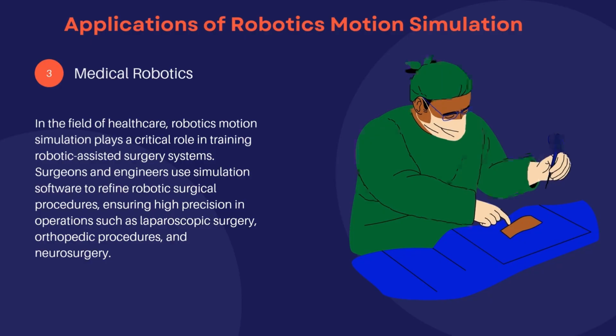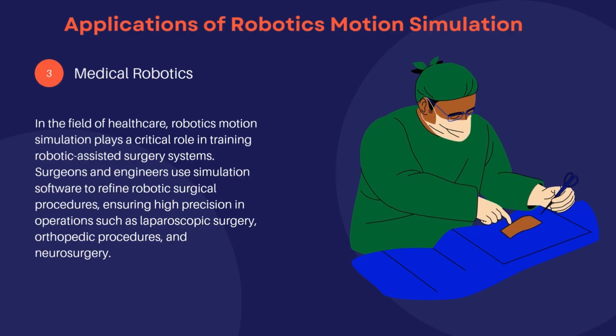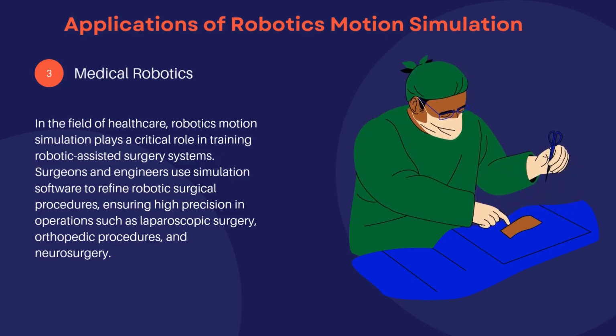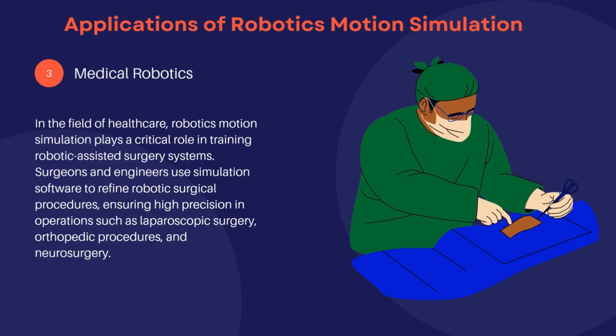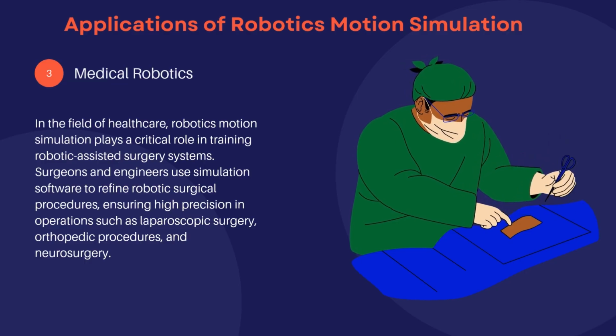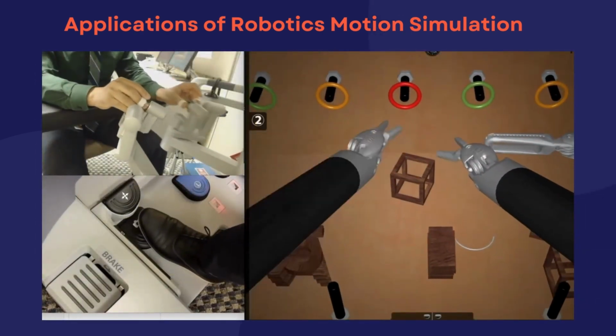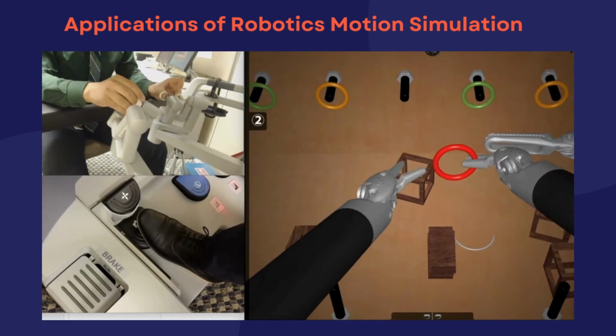In the field of healthcare, robotics motion simulation plays a critical role in training robotic-assisted surgery systems. Surgeons and engineers use simulation software to refine robotic surgical procedures, ensuring high precision in operations such as laparoscopic surgery, orthopedic procedures, and neurosurgery.